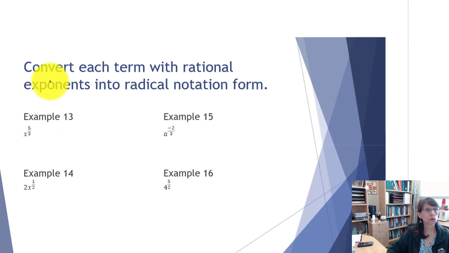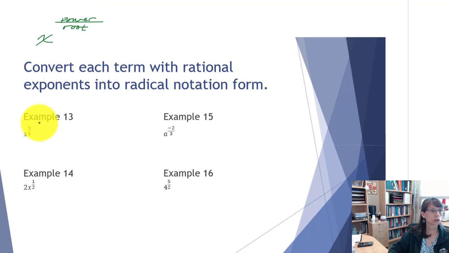In these next examples, we're going to convert each term with rational exponents into radical notation form. In order to help us with that, remember that each base is raised to a power over root. So if we look at example 13, x to the 5/3, 5 is the power, while 3 is the root. So that means cube root of our base of x raised to the power of 5.